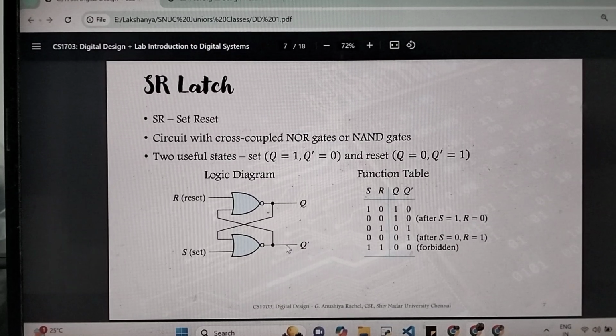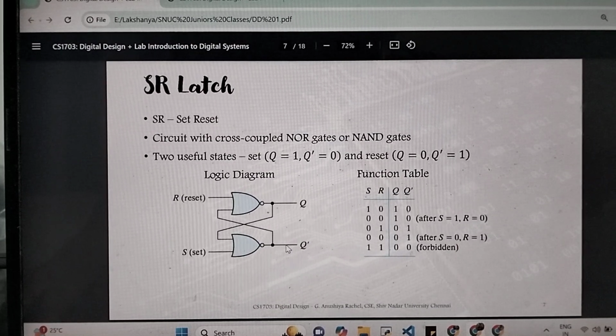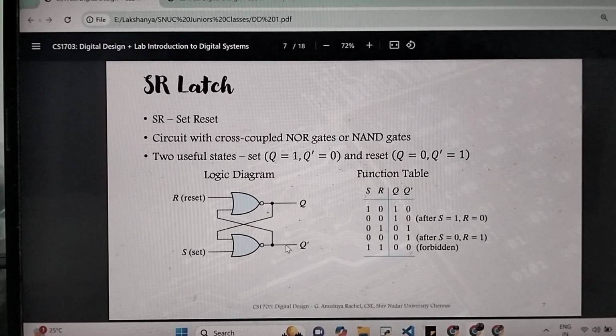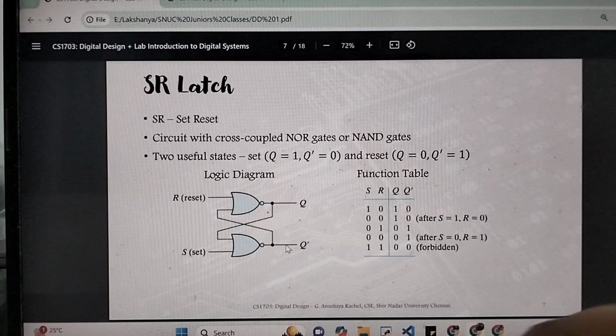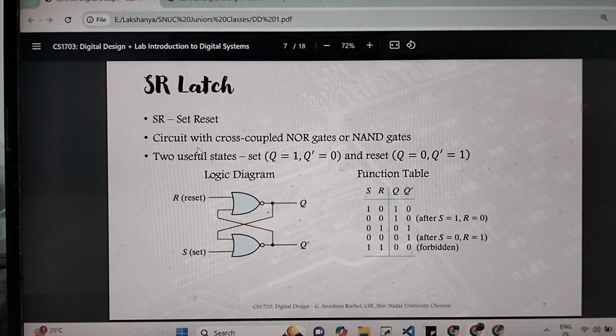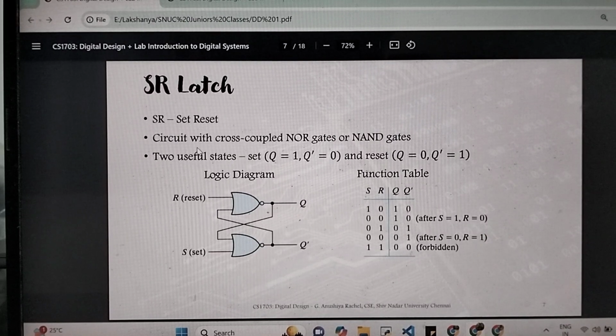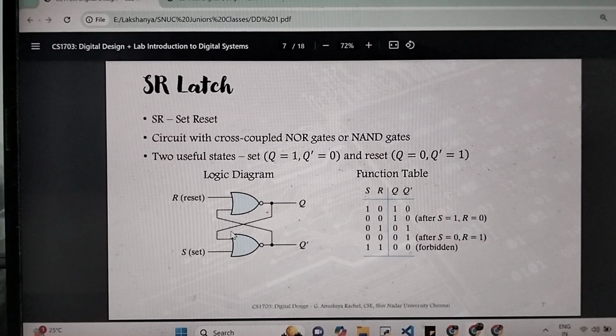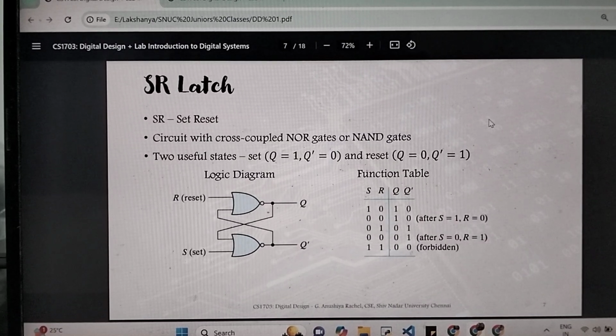In the next few segments, we will be taking a deeper look at some of the commonly used latches and flip-flops. We start with the most basic of them all, the SR latch. SR stands for set reset. It is a latch which can be made using either two NOR gates or two NAND gates. We'll first look at how to construct it using NOR gates, then we'll see the NAND gate implementation as well.